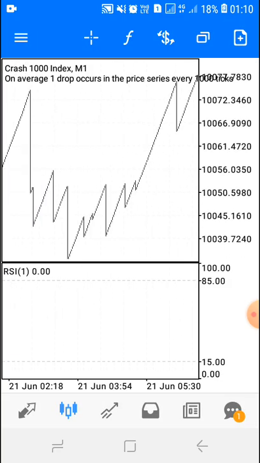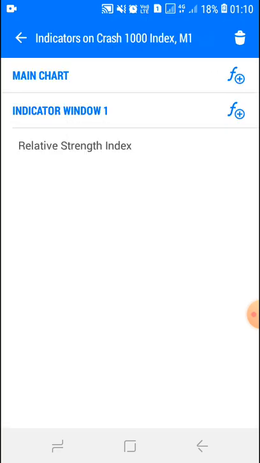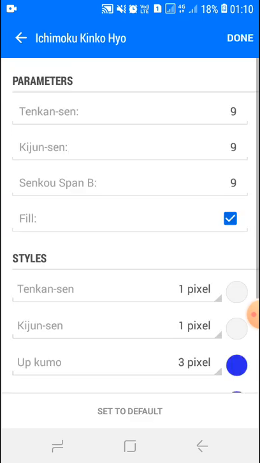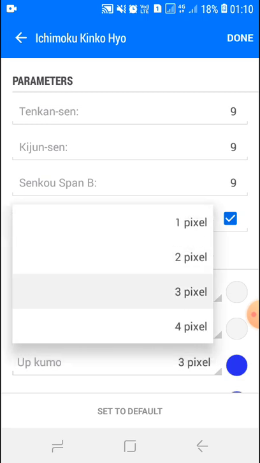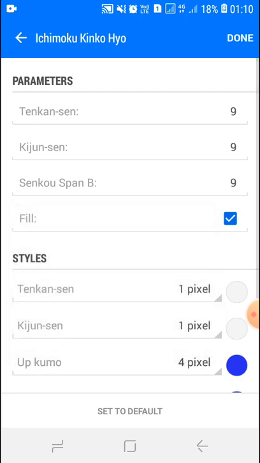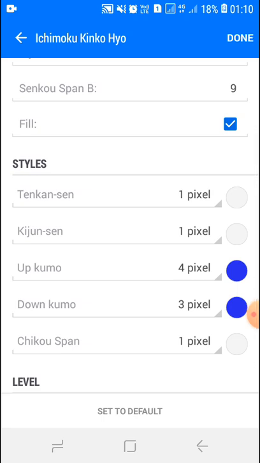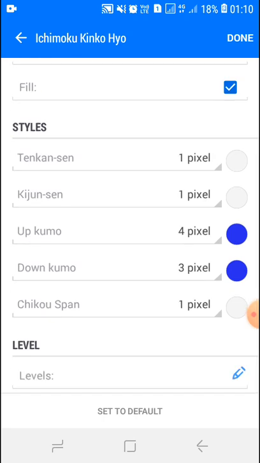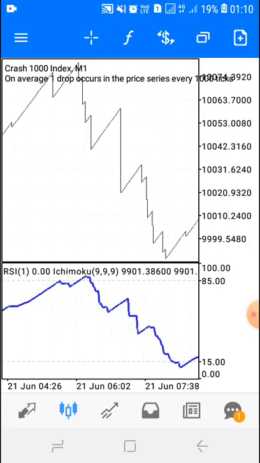Okay, so now that you're done with that, the next thing you want is your Ichimoku. Now parameters are supposed to look like this. As you guys can see, the Tenkan Sen should be 9, Kijun Sen 9, Senkou Span B 9, full. Then the style should be like this. Tenkan Sen 1 pixel white, Kijun Sen 1 pixel white, up Kumo 4 pixel blue, down Kumo 3 pixel blue. And the Chikou Span should be 1 pixel. So this is how it's going to look basically.